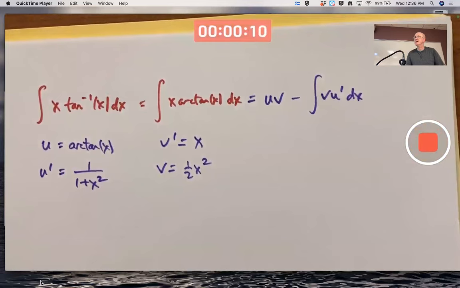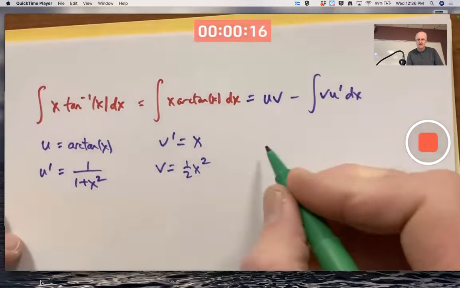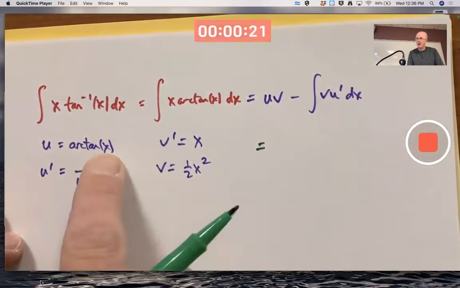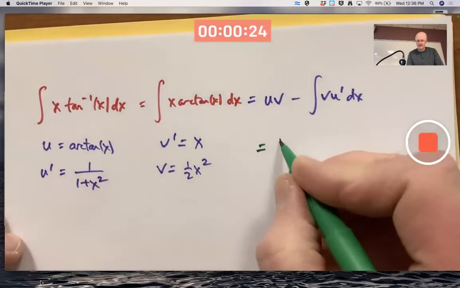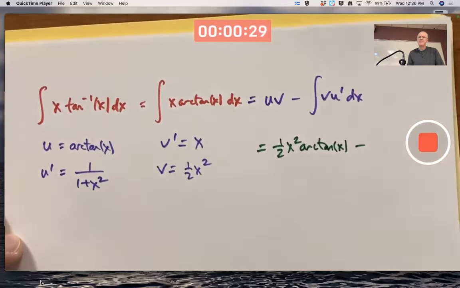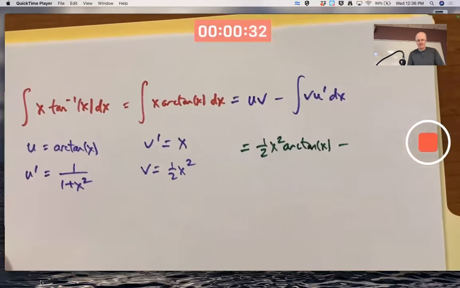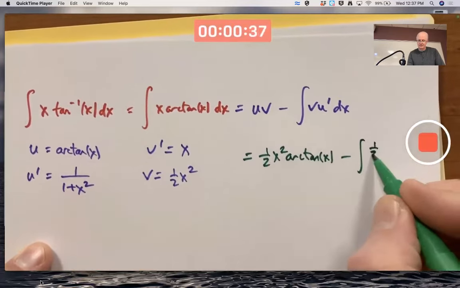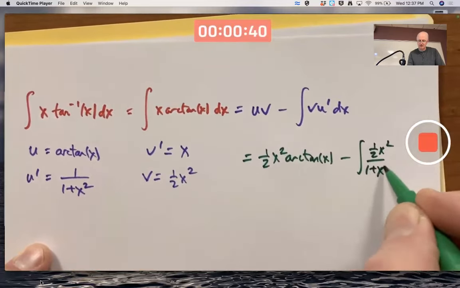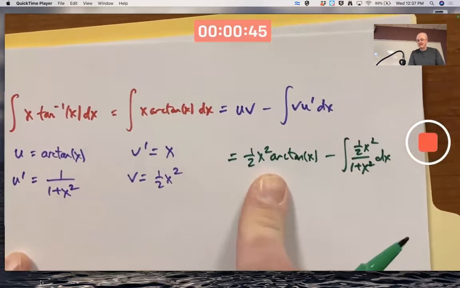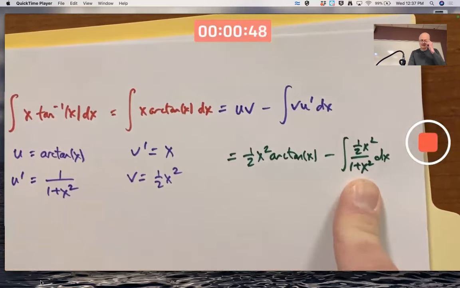So far, so good. Now just plug everything in. u times v is this upper left to lower right product: 1/2 x squared arctangent of x. What's v times u prime? Multiply the two things in the bottom there. So certainly that part's nice. Is this integral easier to do?